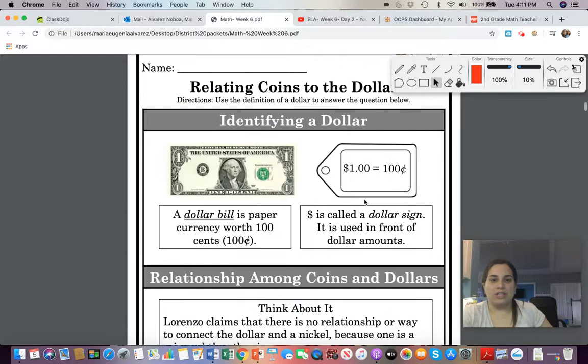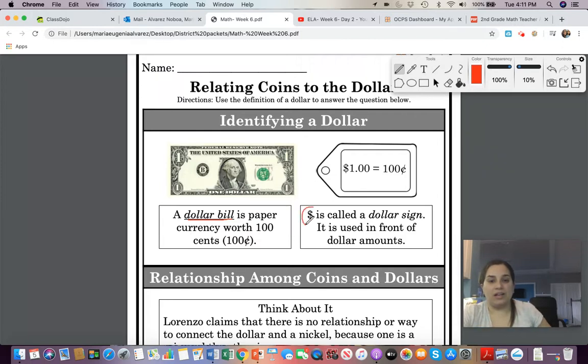Go down here. I'm sure a lot of you know what this is. It is a dollar, and a dollar bill is paper currency, so it's money, but it's made of paper. Coins are not made of paper. And it's worth 100 cents. So I could combine 100 pennies to make a dollar. I could combine some nickels and dimes to make a dollar. I could use 4 quarters to make a dollar because they all add up to 100 cents.